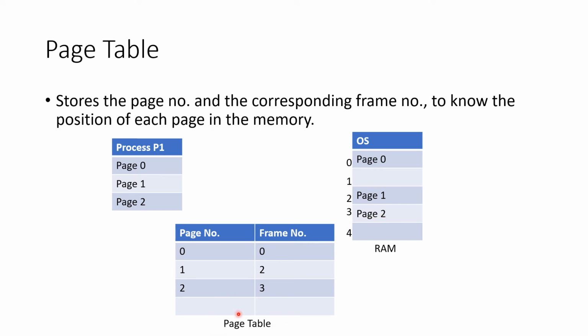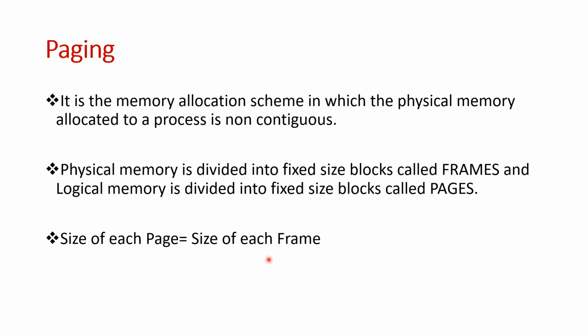This page table is a part of the memory management unit which stores the page number as well as the frame number. So for page 0 of process P1, it is showing the location where we have stored it in the RAM, like it is showing frame 0, and likewise for page number 1 of process P1 the location is frame 2 of RAM, and for page number 2 of process P1 the location is frame 3 of RAM. This scheme is known as paging. This is known as paging in non-contiguous memory allocation.